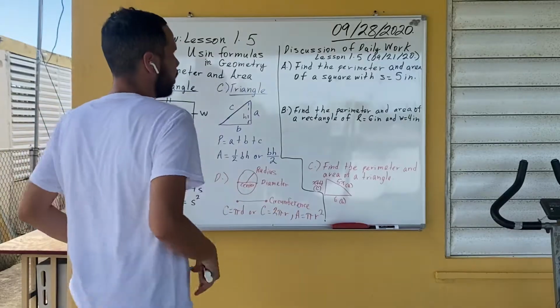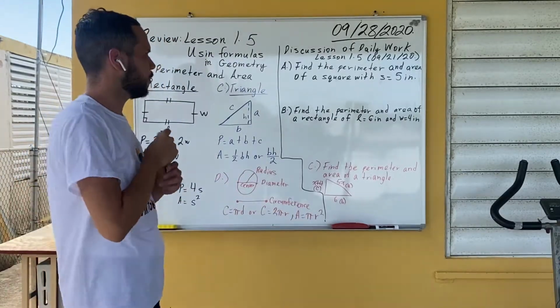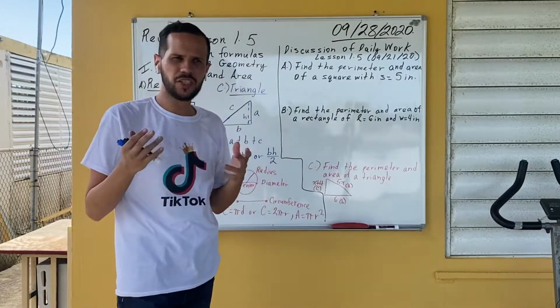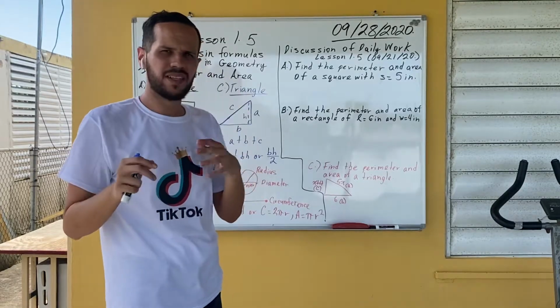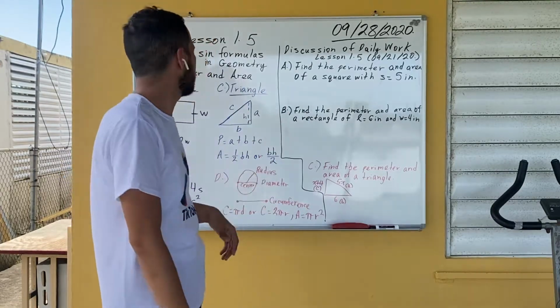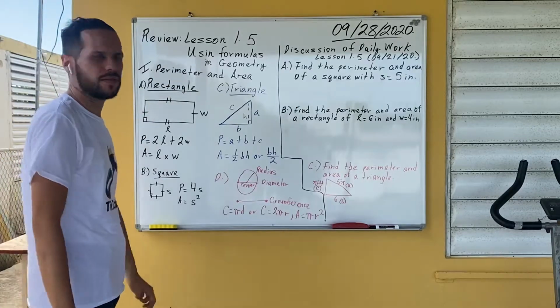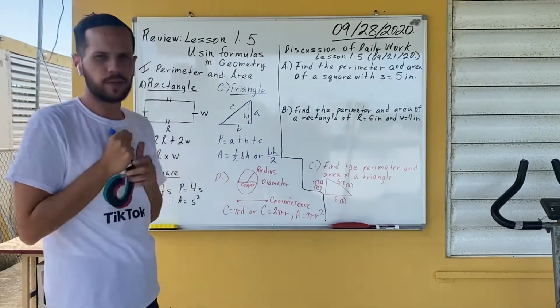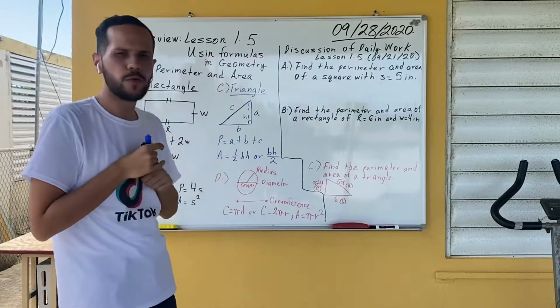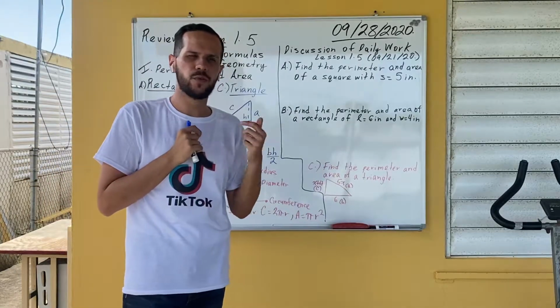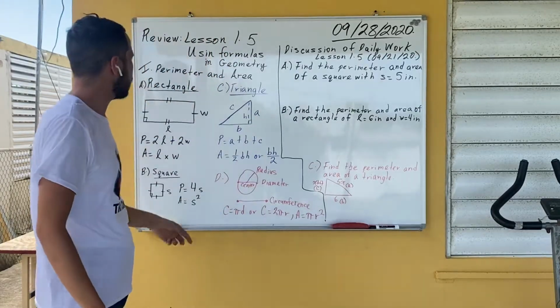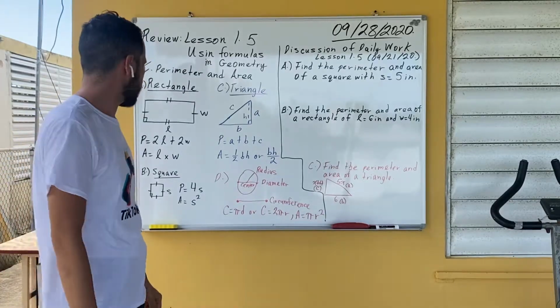What I'm going to do today is start giving some discussion of the daily work that we have given the past week. I'm going to start with lesson 1.5, using formulas in geometry. I'm going to start reviewing the formulas that we saw in class last week, the formulas for perimeter and area.